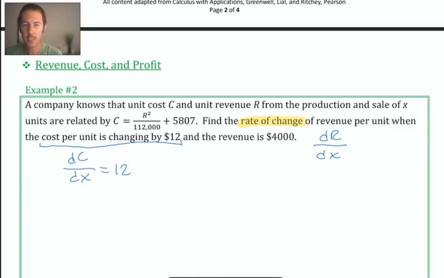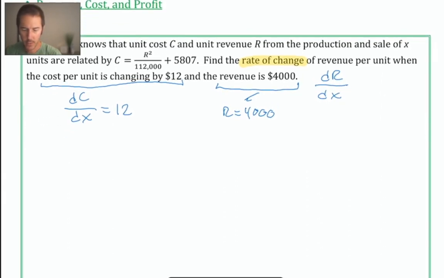So we're finding dR/dx, we're given dC/dx, and we're being told that the revenue is 4,000. Even I know how to translate that pretty quickly. To me, that says R equals 4,000. All right. I'm being given two unknowns, and I'm being asked to solve for a third one. I hope there aren't four unknowns once we take the derivative of this equation, or we might be in trouble. Let's see what happens. We're going to be taking the derivative of this original equation, C equals R squared over 112,000.